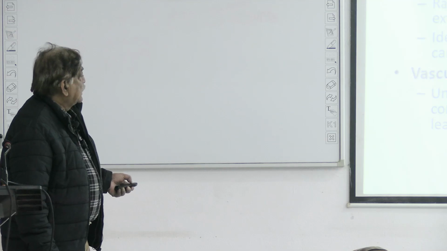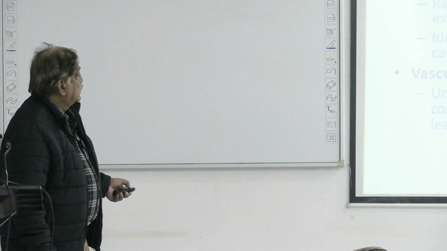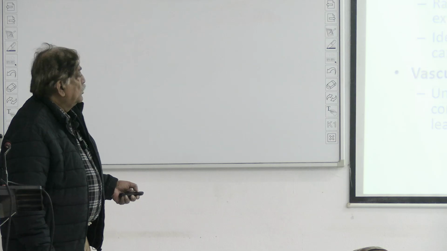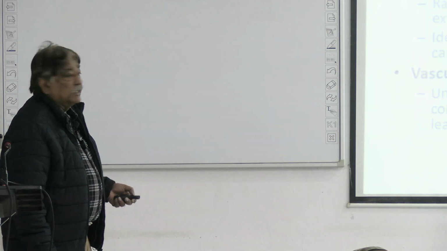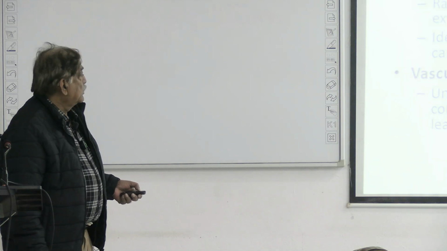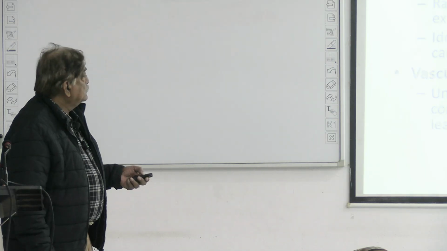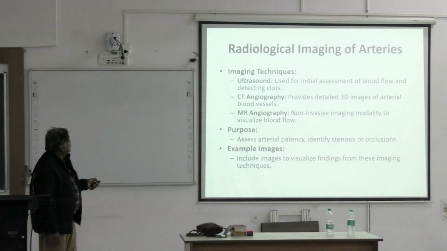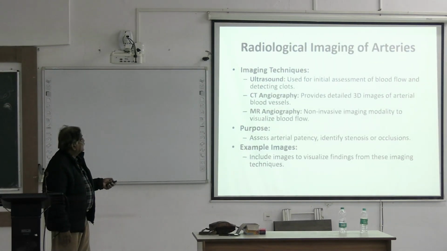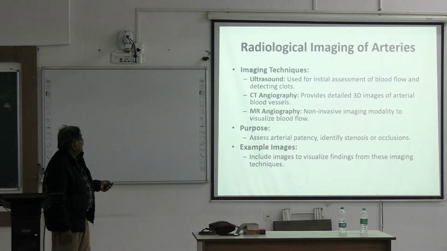Now vascular disease: understanding arterial pathways aids in diagnosing conditions like peripheral artery disease, where ischemia leads to claudication. Okay. Now, radiological imaging of arteries. Imaging techniques: ultrasound is used for initial assessment of blood flow and detecting clots. CT angiography provides detailed 3D images of arterial blood vessels. MRI angiography is a non-invasive imaging modality to visualize blood flow. Purpose: assess arterial patency, identify stenosis or occlusion.